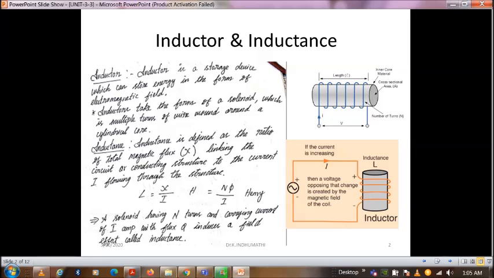So the inductance is because of the opposing effect that is produced because of the magnetic field produced within the coil. The inductance is defined as the ratio of total magnetic flux linking the circuit or conducting structure to the current I flowing through the structure. So L is equal to Psi by I Henry, or otherwise we can say L is equal to N phi by I Henry, which is defined as: a solenoid having N turns and carrying a current of I amperes with a flux phi induces a field effect called inductance. This is another definition for inductance.